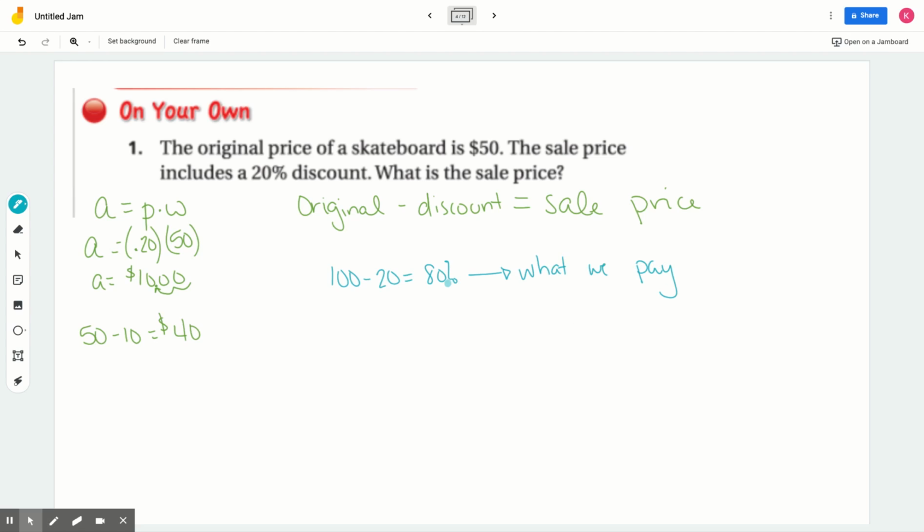We can plug this as our percent into our equation. So the part, what we're going to pay, is equal to 0.80 times our original price of $50. 80 times 50 is 4,000. Move our decimal in 2 spots. So our price is $40. Now you can see here, using either method, we get the same answer. Choose what method works best for you.